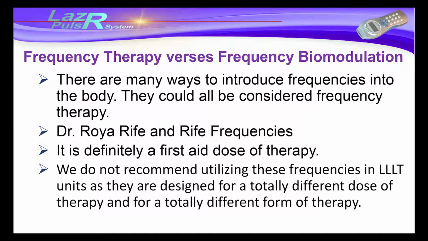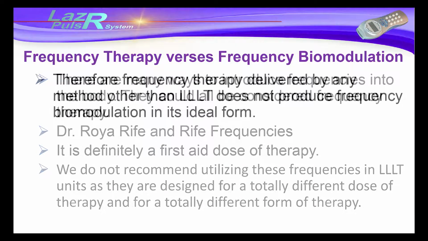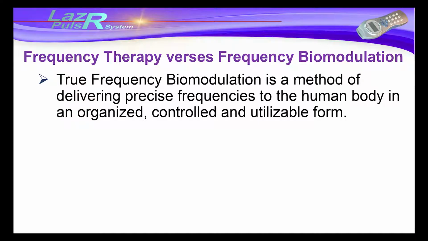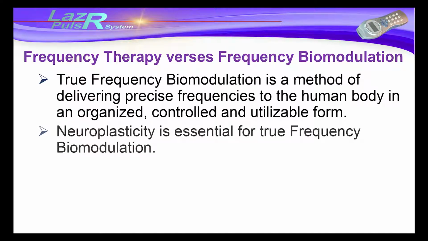Other methods too numerous to cover here are still limited and do not utilize the best delivery system that the body recognizes, neither can they produce neuroplasticity, so the nervous system is not in a moldable or corrective environment. Therefore, frequency therapy delivered by any method other than low-level laser therapy does not produce frequency biomodulation in its ideal form. True frequency biomodulation must contain all 4 of the components that we just described, which delivers precise frequencies to the human body in an organized, controlled, and utilizable fashion while the nervous system is under neuroplastic stimulation.